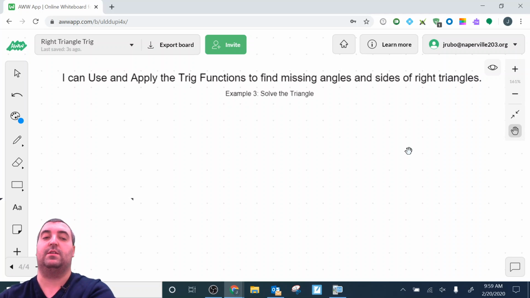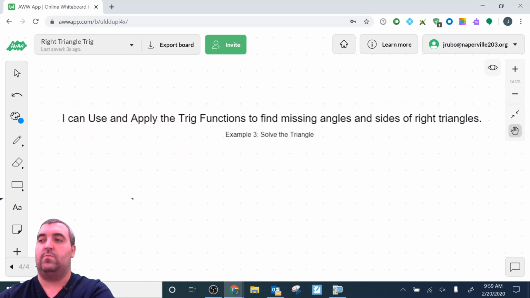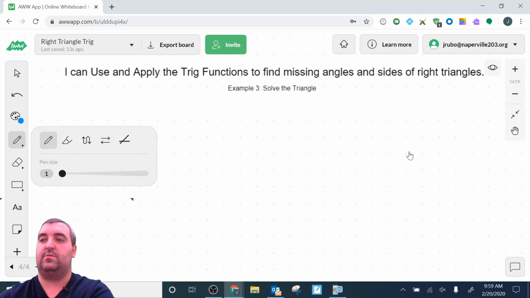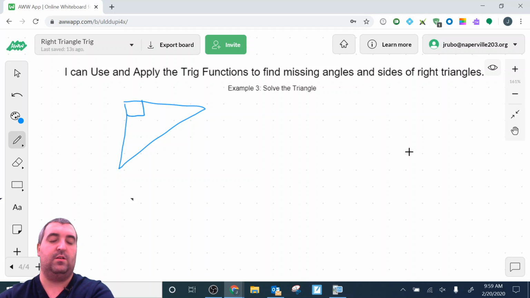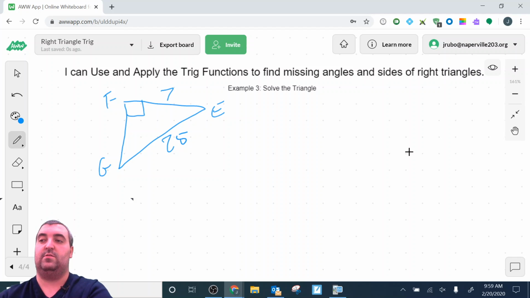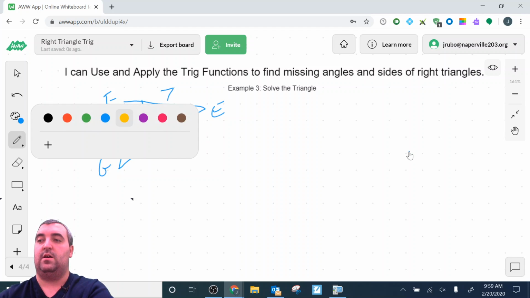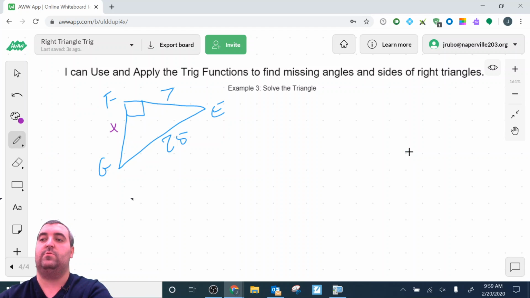All right, last type of example here is ones where they want you to solve the triangle completely. For these ones, once again, given the triangle, this one we'll say is EFG. This is 7, this is 25, and they don't give us anything else. So we need to find three things. We need to find this side, which we'll call X. We need to find angle G, and we need to find angle E.